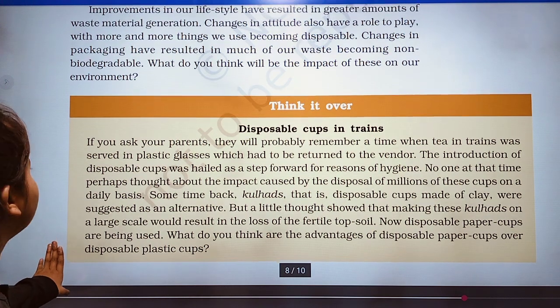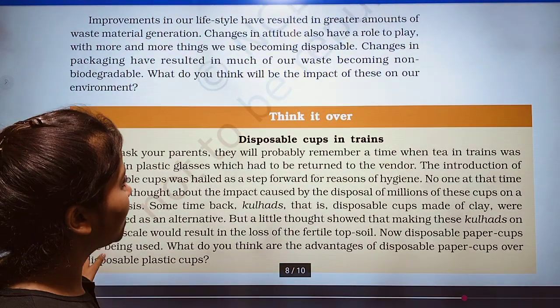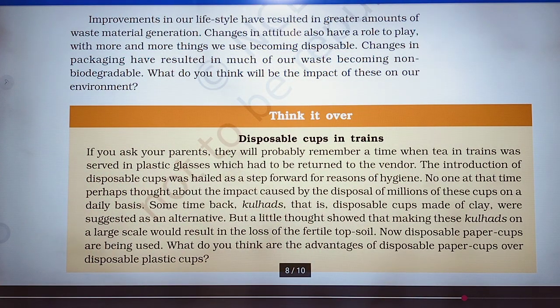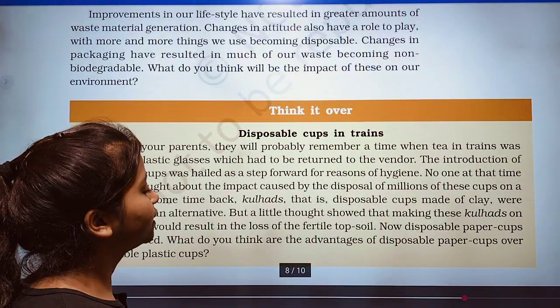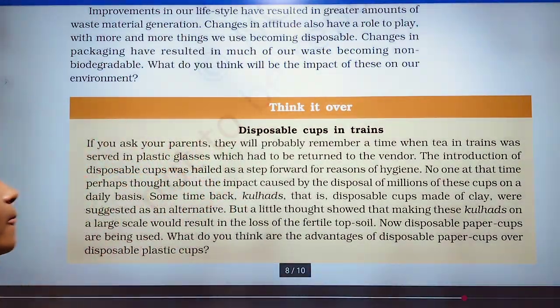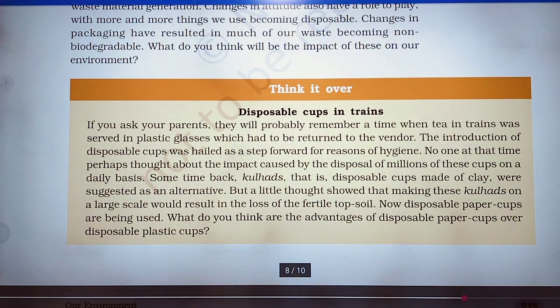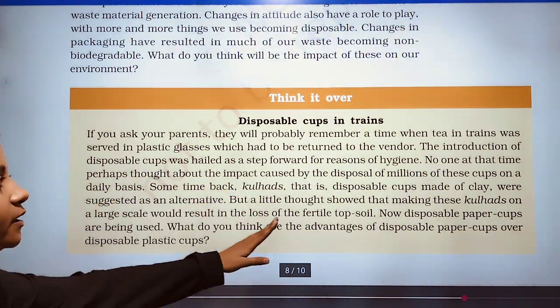Disposable cups entering. If you ask your parents, they will probably remember a time when tea in trains was served in plastic glasses, which had to be returned to the vendor. So here is a question. When you ask your parents, at that time tea in a train was served in plastic glasses which had to be returned to the vendor.